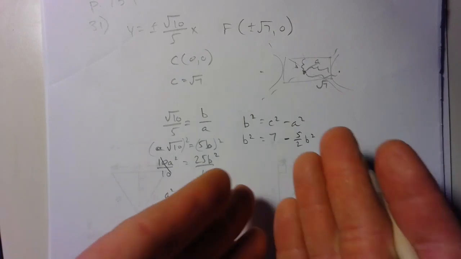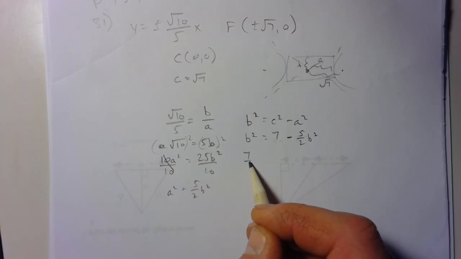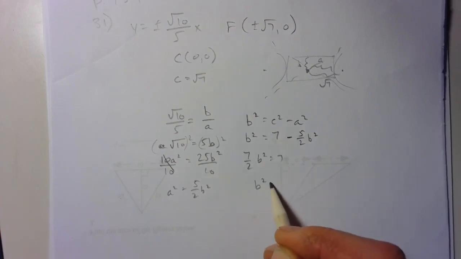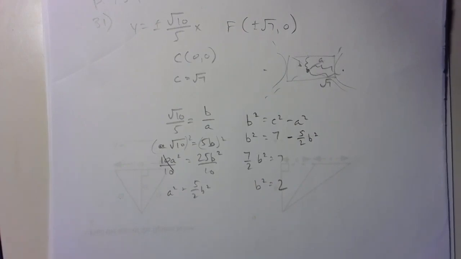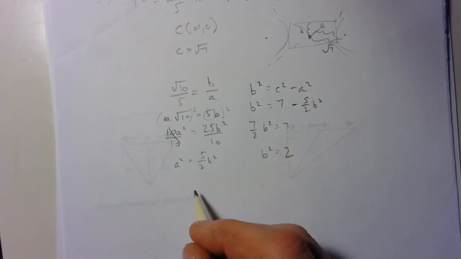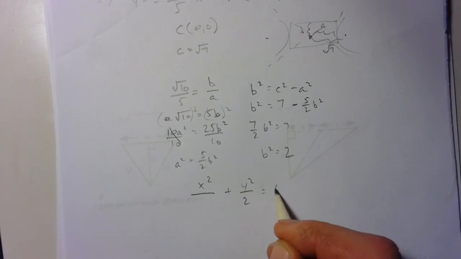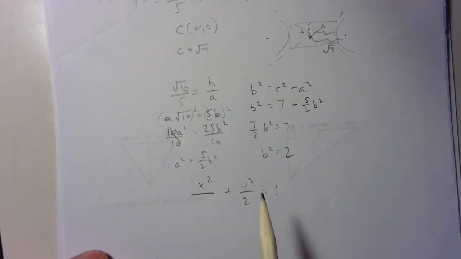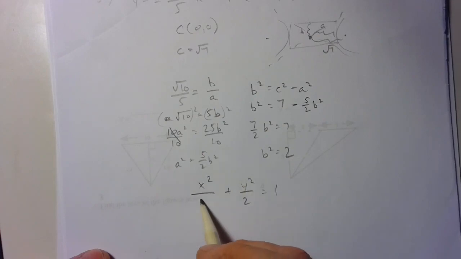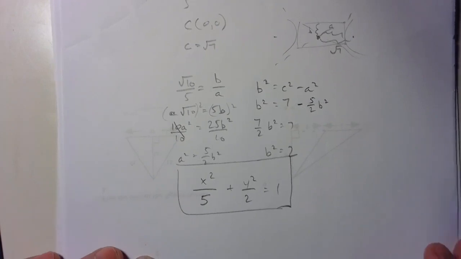Okay? Hey, that's one single variable. I can move this over. That's going to give me 7 halves b squared equals 7, or b squared equals 2. Now again, the problem's asking us to determine the equation of the hyperbola. I'm not going to worry about the form. I'm just going to worry about getting it in the basic form of x squared over a squared plus y squared over b squared equaling 1. And you can change it from there. If I put that in here, that means that a squared is 5. There's my equation. So that's how I would get my equation.